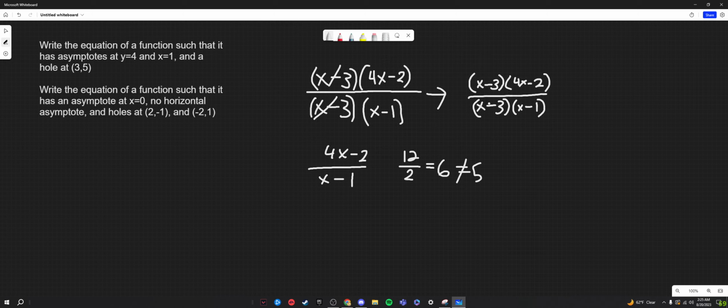These x minus 3's will cancel out. We will be left with 4x minus 2 over x minus 1, and when we plug in 3 to that, we will output 5, which confirms that our hole will be at (3, 5), and we still have our vertical asymptote at x equals 1.